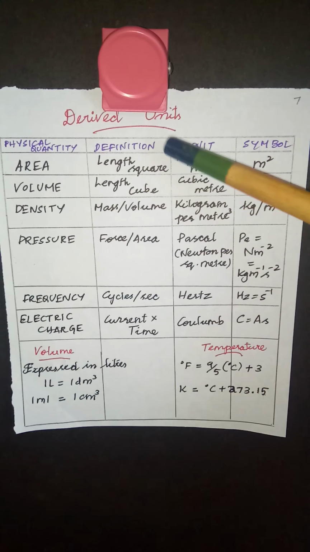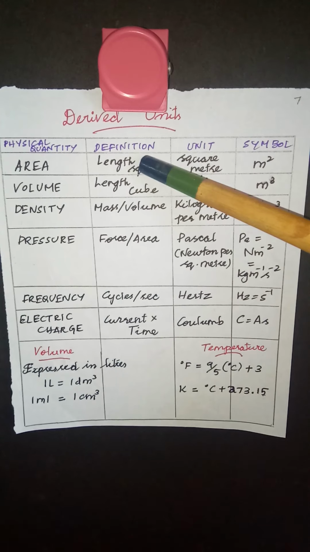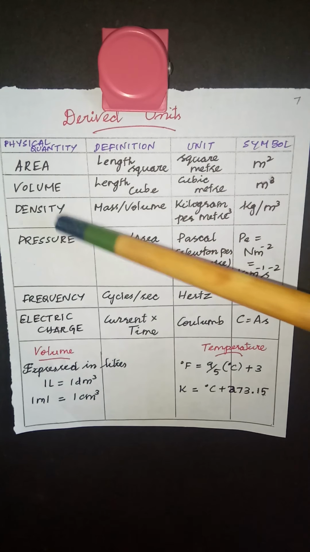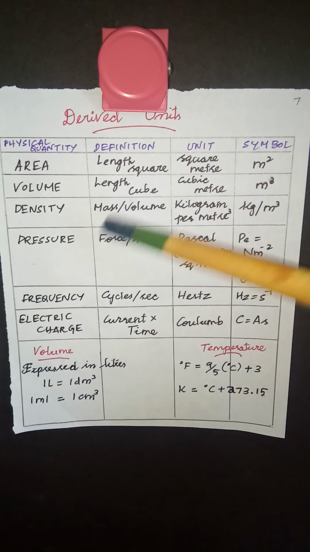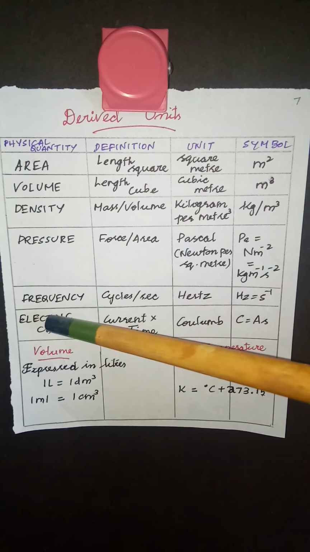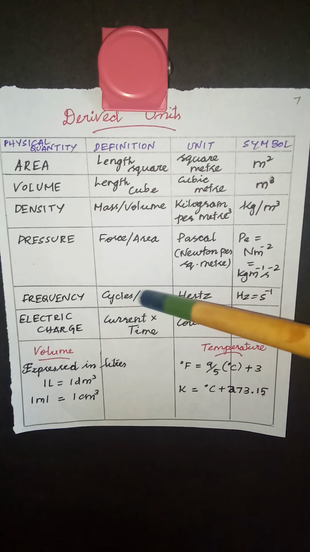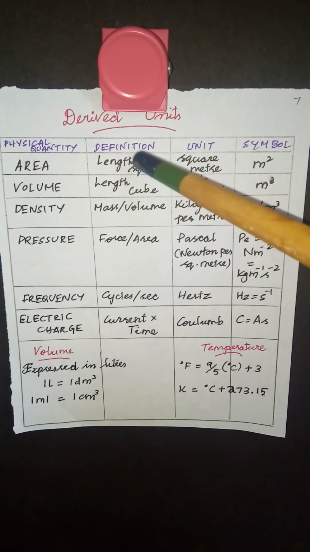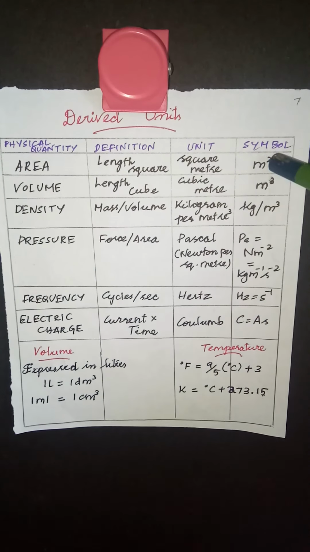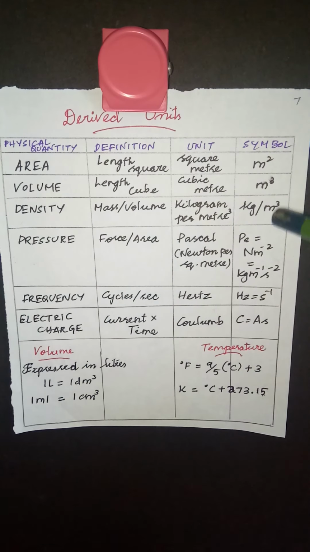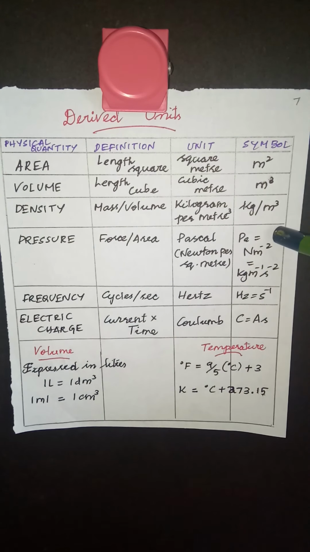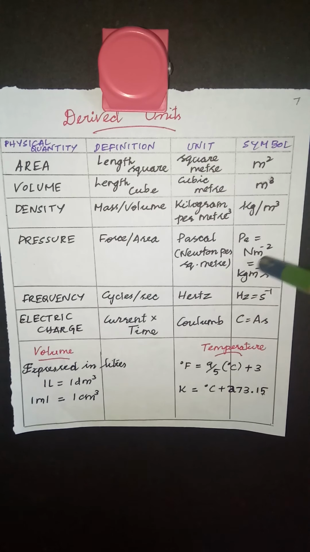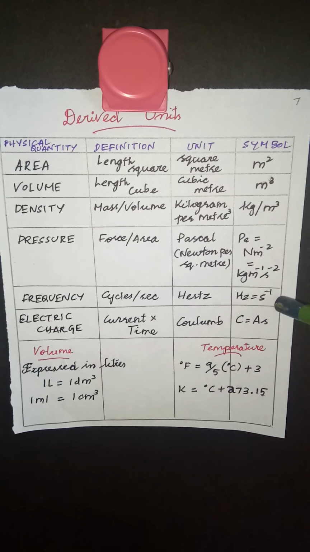So that's why I've written only these list. So area, the definition is length square, which means L square. Volume, length cube. Density, the formula definition is mass by volume. Pressure, force by area. For frequency, number of cycles per second, which you will be learning in the next topic. Electric charge, current into time. So there is a unit for all this physical quantity. Area is meter square. Volume is meter cube. Density is kg per meter cube. For pressure, Pascal. Pascal is further expanded as Newton per meter square, or kg meter inverse second inverse. For frequency, it is Hertz. For electric charge, you have Coulomb.